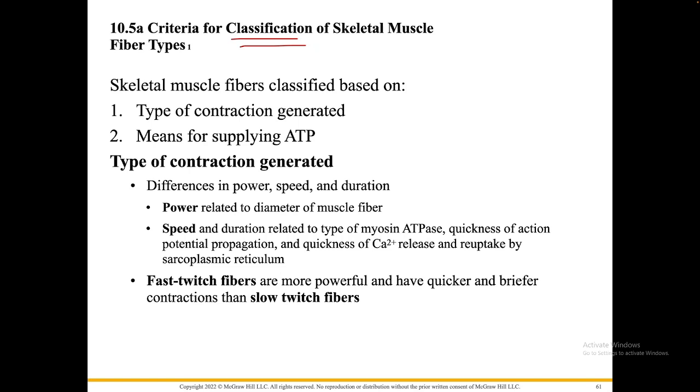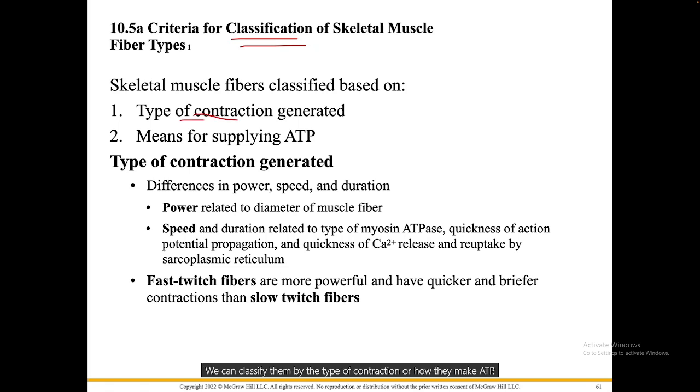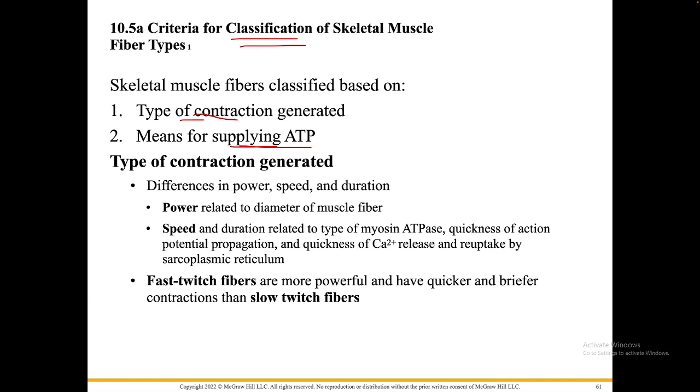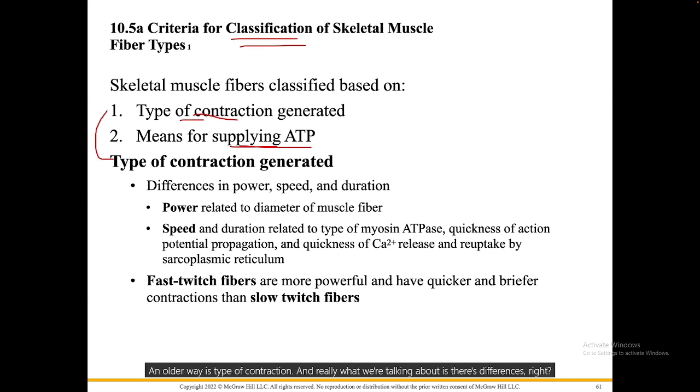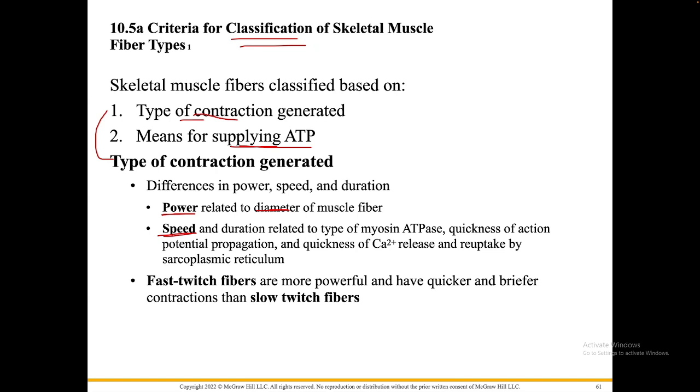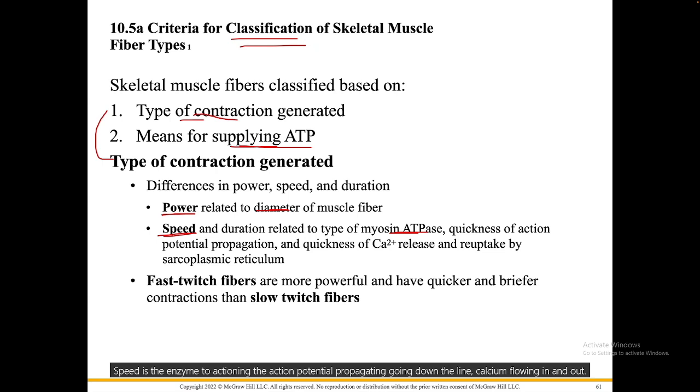And with skeletal muscles, we can classify them by the type of contraction or how they make ATP. An older way is type of contraction. And really what we're talking about is there's differences, right? Some muscles are built for power. Some muscles are built for speed. Power is going to be related to diameter, right? It makes sense. The bigger around this muscle fiber is, the more power it has. But speed really relates to chemical processes. Speed is the enzymes actioning, the action potential propagating, going down the line, calcium flowing in and out.